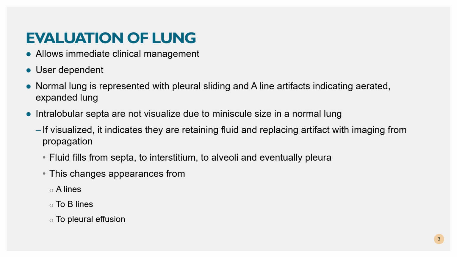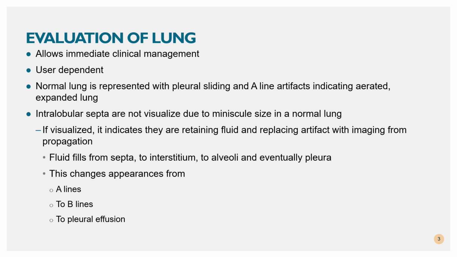We're also going to look for interlobular septa. When we are unable to visualize the interlobular septa, that is actually normal due to the minuscule size of the normal lung. However, if the lung starts to retain fluid, we replace that artifact of our A lines with B lines, which would indicate an abnormality. Physiologically, how this occurs is the fluid is going to fill in the lungs from the septa to the interstitium, to the alveoli, and eventually into the pleura as a pleural effusion.